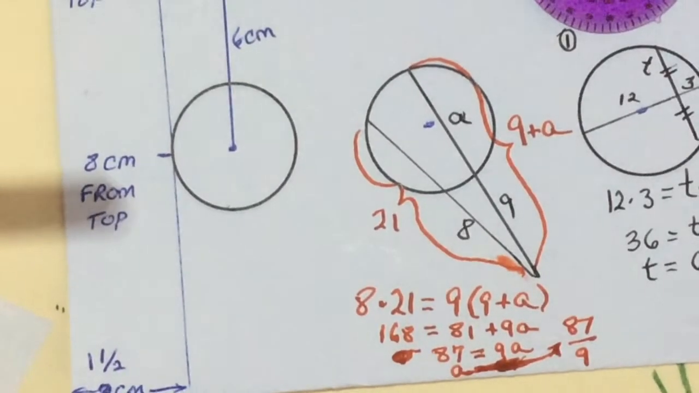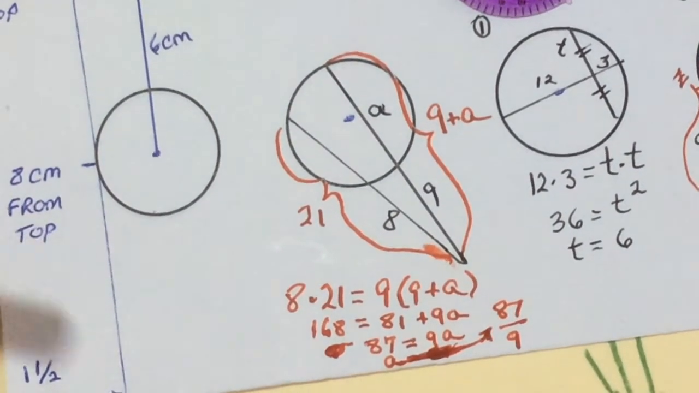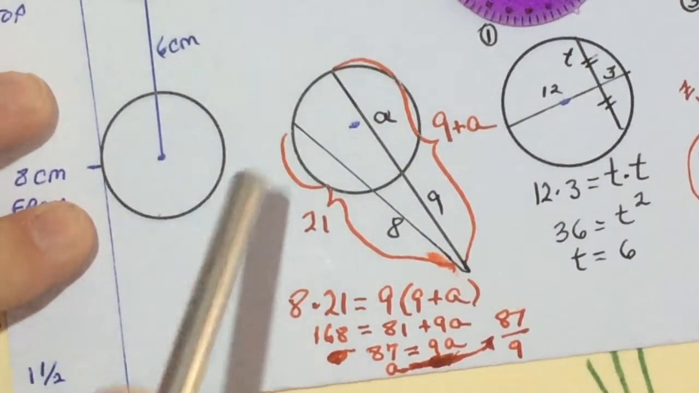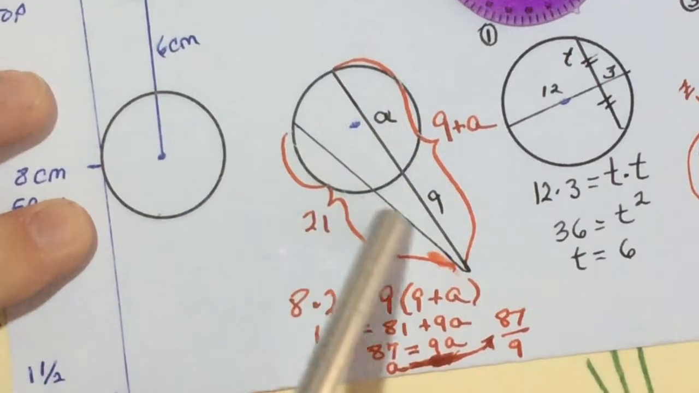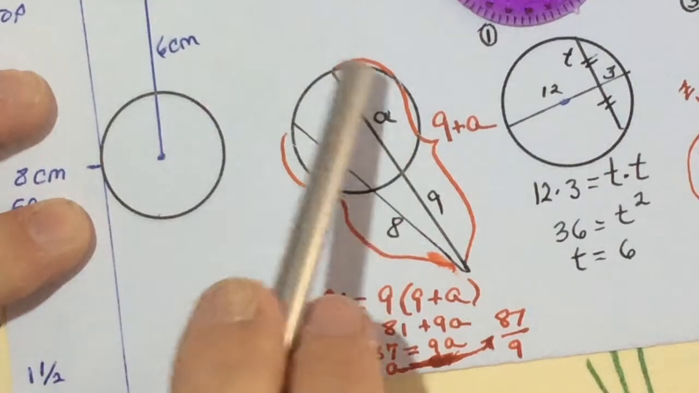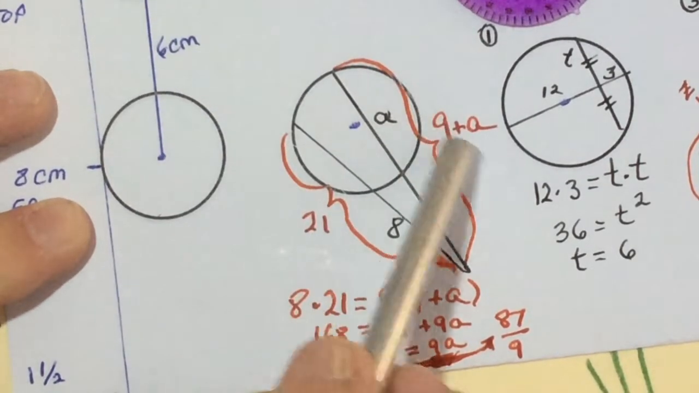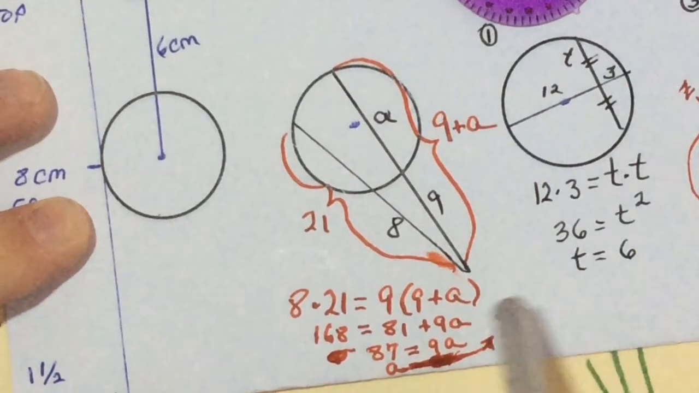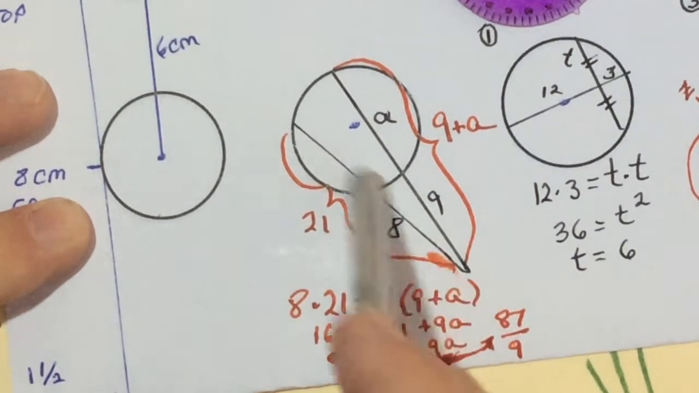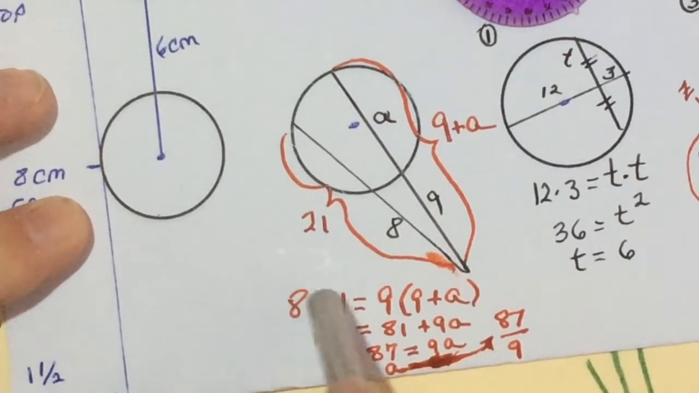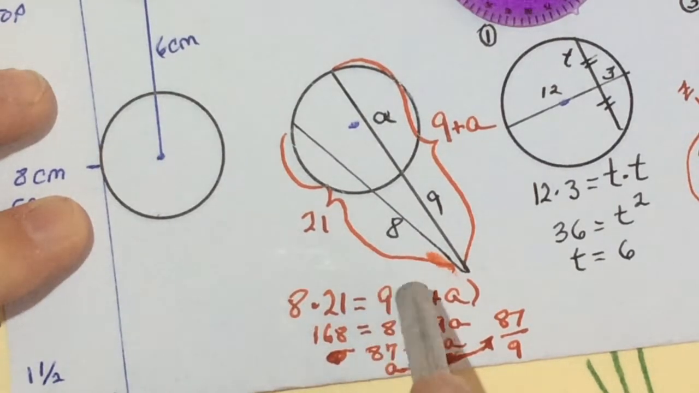Okay. So here's the problem that we just did, right? And here's how it works out. Here's what I added, right? I know that from here to here is 21 and from here to here is 8. I know that from here to here is 9 and from here to here is A. But that tells me that this whole segment here is equal to 9 plus A. So I know that the outside times the whole thing is equal to the outside times the whole thing. 8 times 21 is equal to 9 times 9 plus A.